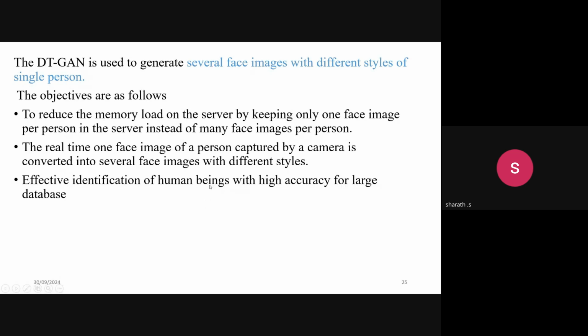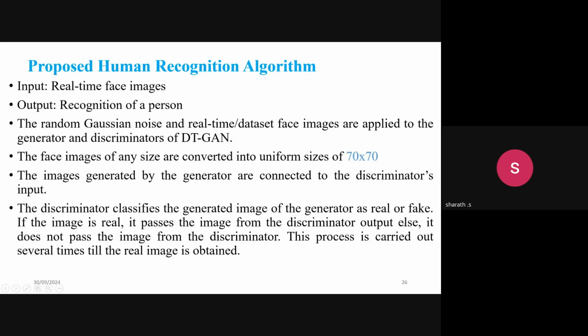Effective identification of human beings with high accuracy for a large database. This is the proposed algorithm. Input is your real-time images. Output is a recognition of a person.